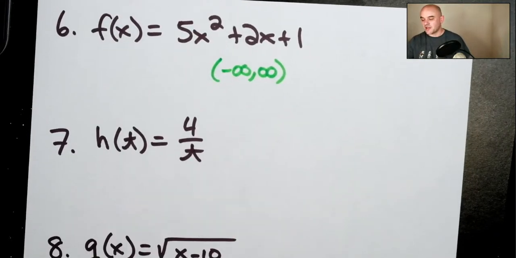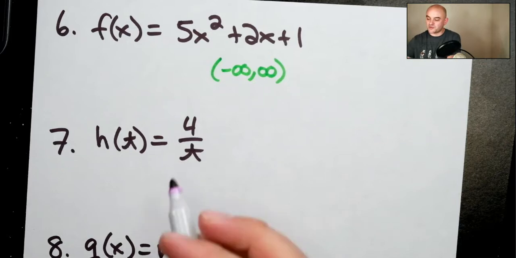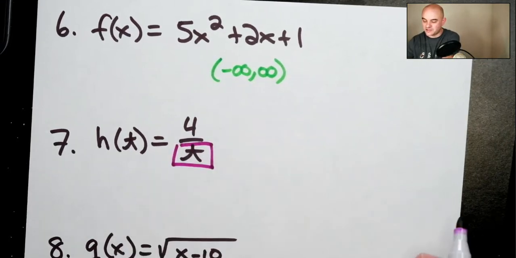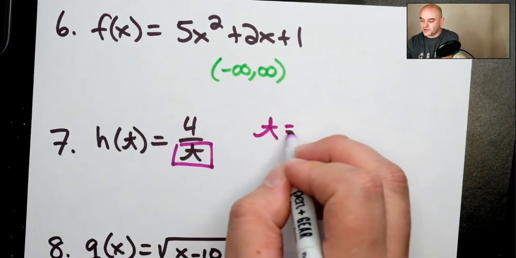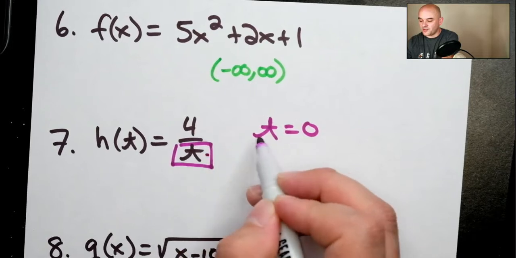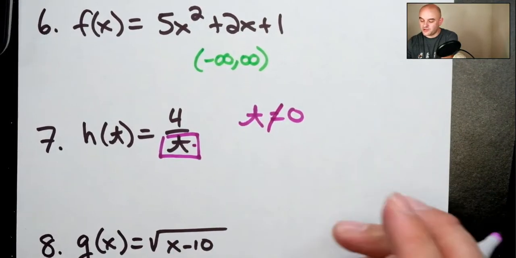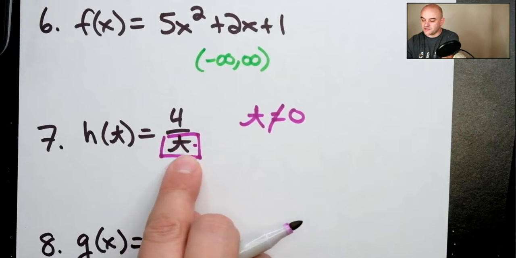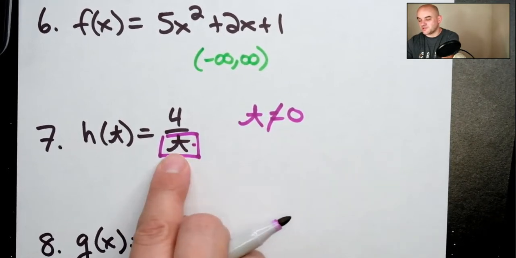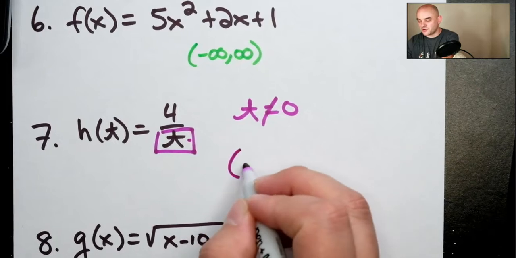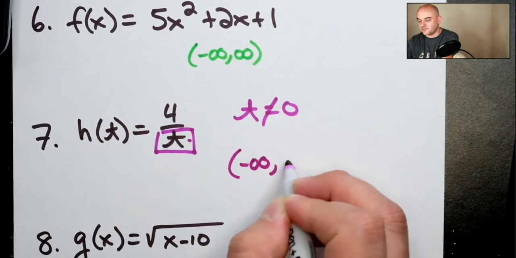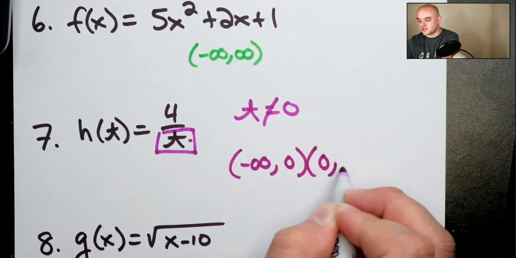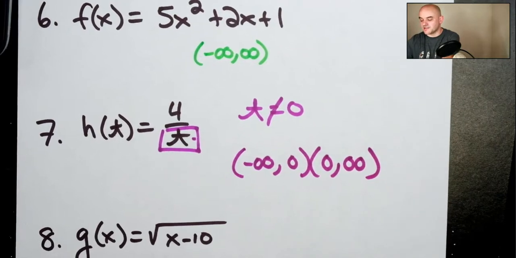Number 7, this time I do have a fraction, so I want to make sure the denominator is not equal to 0. So I say, when does it equal 0? Well, the whole thing is equal to 0 right there. So in this case, since it's just the variable, t can be anything but 0, because when t equals 0, the bottom equals 0. So our domain for this is going to go from negative infinity to 0, skip over 0, and then go to positive infinity.